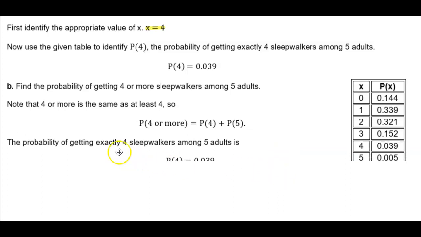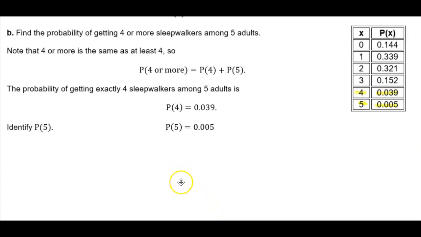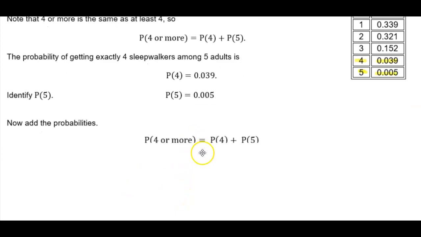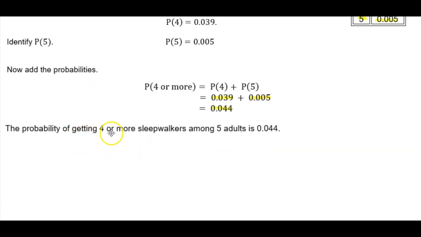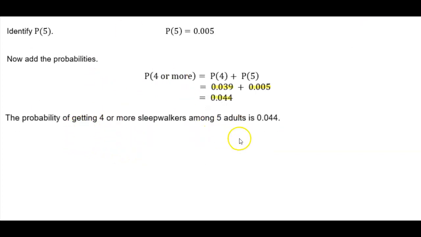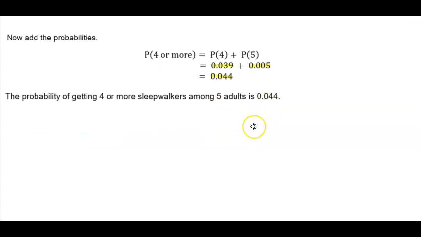So the probability of getting 4 or more sleepwalkers among 5 adults is the following. We know that the probability of 4 is equal to 0.039, and the probability of exactly 5 is 0.005. Now we're going to add those probabilities. Adding them together, we get 0.039 plus 0.005, which gives us 0.044. The probability of getting 4 or more sleepwalkers among 5 adults is 0.044.